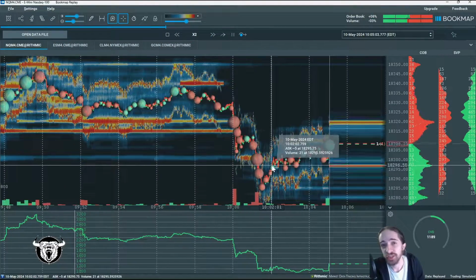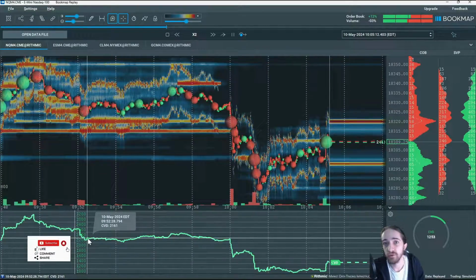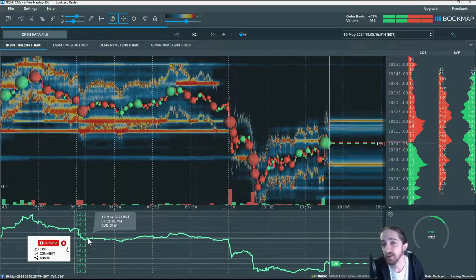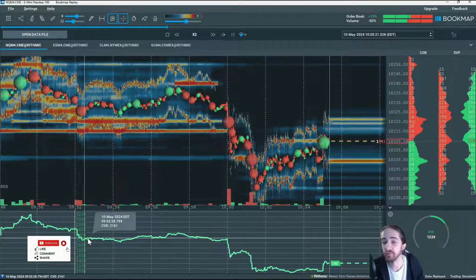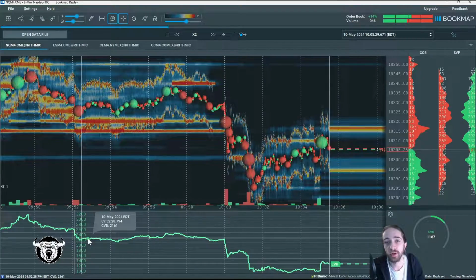Again, that is the cumulative volume delta, and this just gives us a feel for how positive or how negative we are that day. It does not always mean if we're green we should buy, if we're red we should sell. It just gives us a feel for where the buyers or sellers are currently.